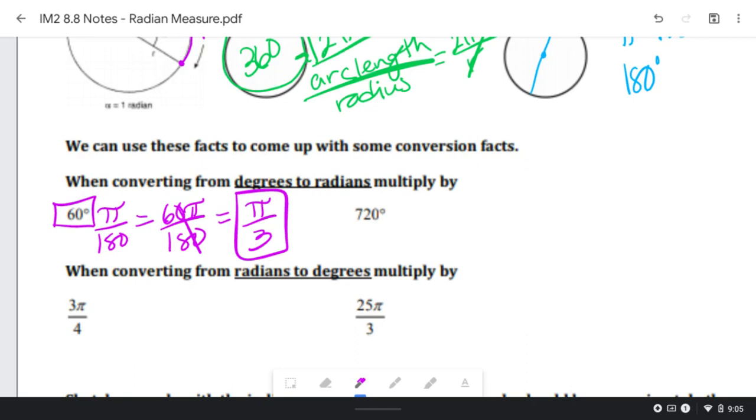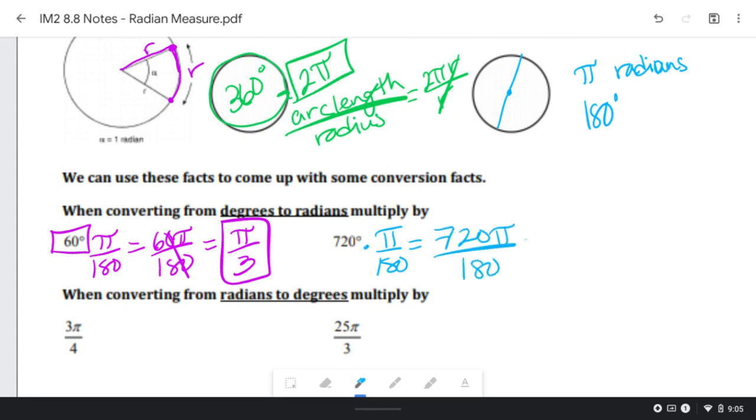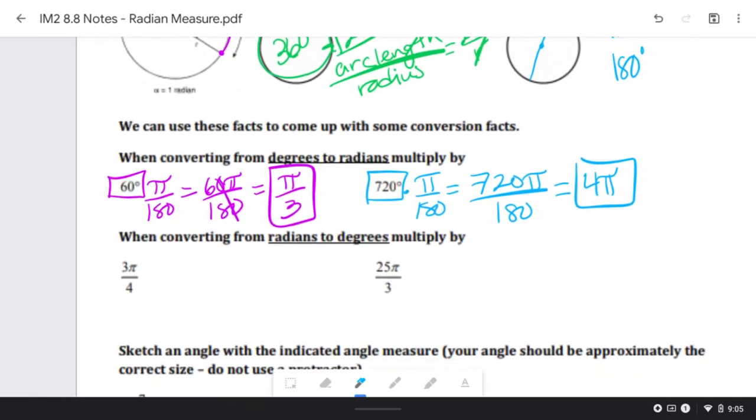720, like if we think about it, 360 is 2 pi, then obviously it's going to be bigger than 2 pi. So let's go ahead and multiply that so we can know exactly what it's going to be. So times pi over 180, and that's going to be 720 pi over 180. And if you use a calculator, you're going to get 4 pi. Or you can also think about it: 360 is 2 pi. 360 times 2 is 720. And so that's why it's 4 pi.